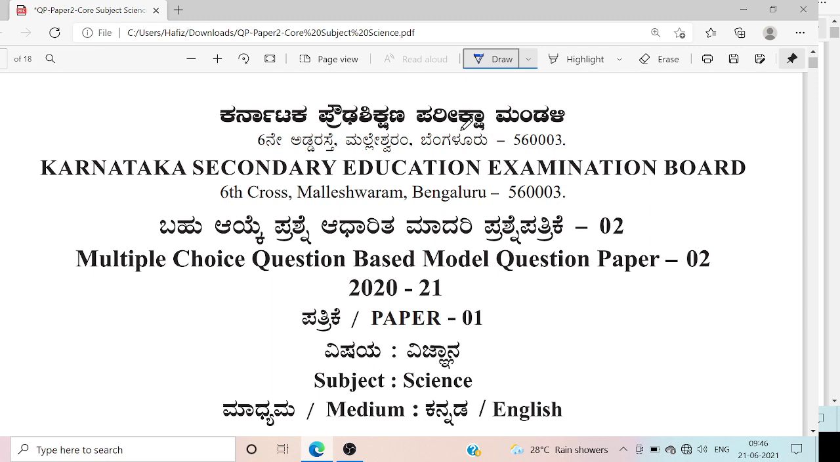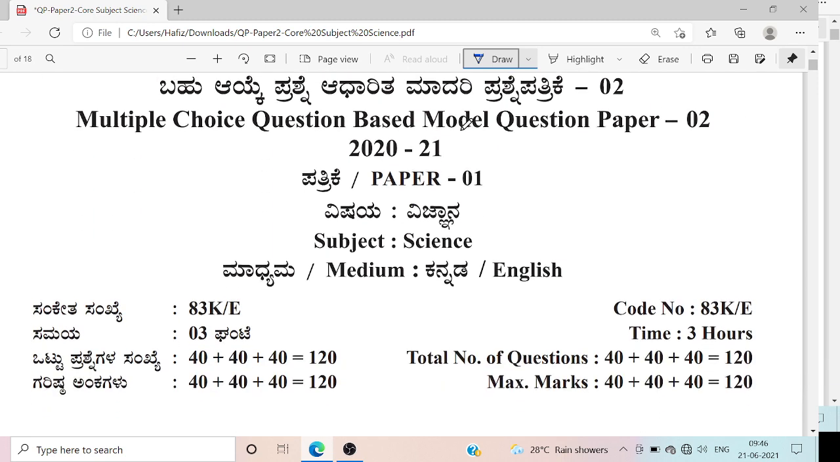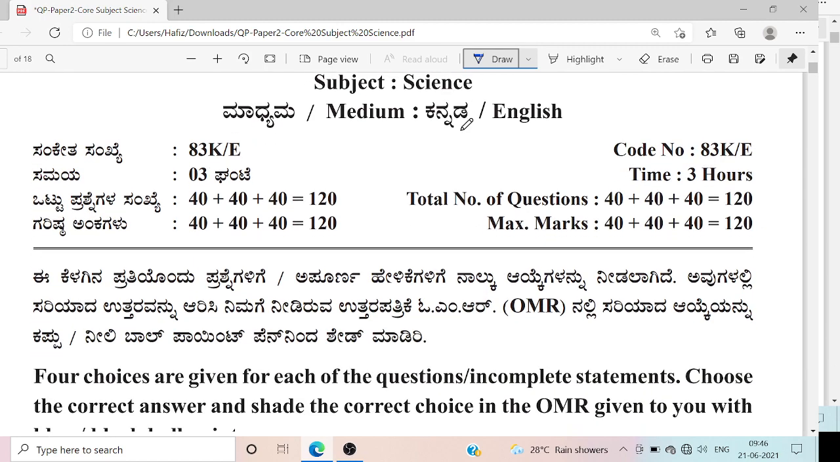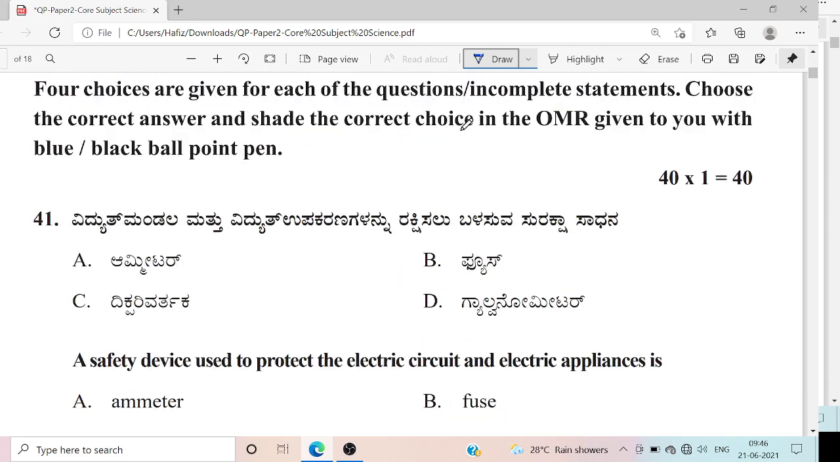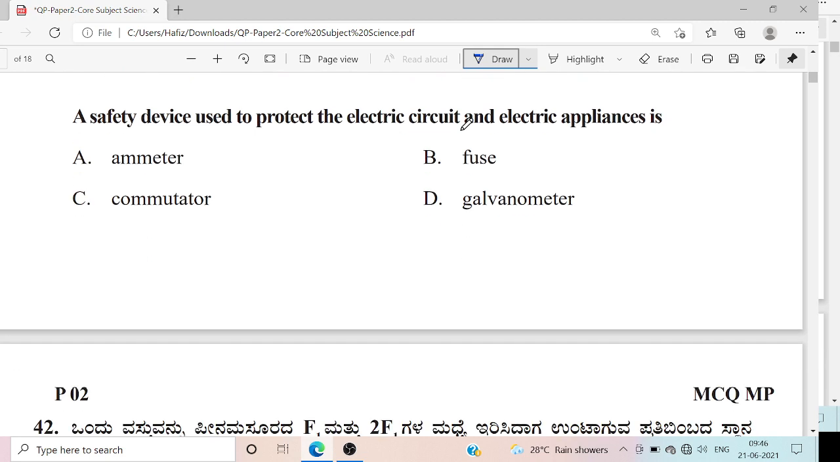Here I am going to solve the second model question paper of science, which is completely based on the objective type of questions. The first question is on your screen, children. Have a look at that.